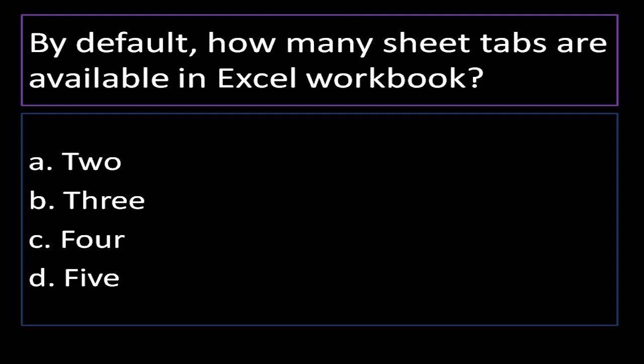By default, how many sheet tabs are available in Excel workbook? Option A, 2. Option B, 3. Option C, 4. Option D, 5. And the right answer is option B, 3.